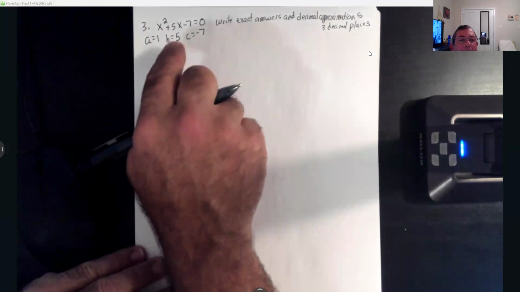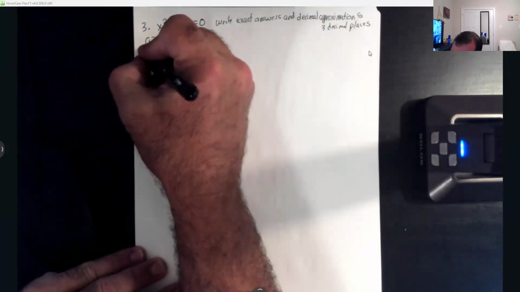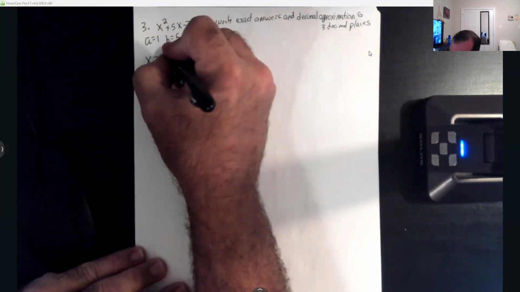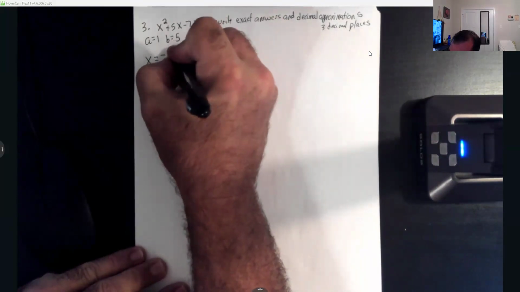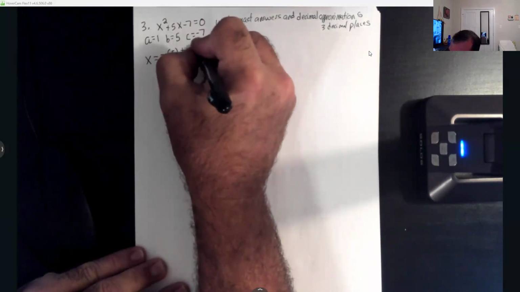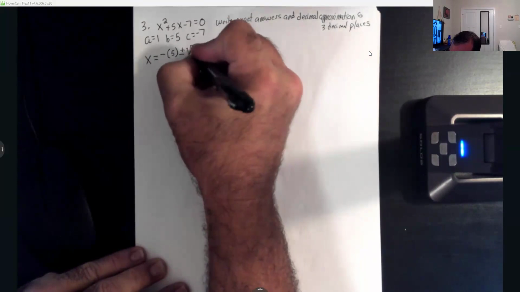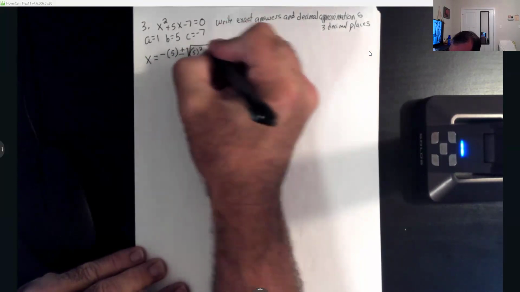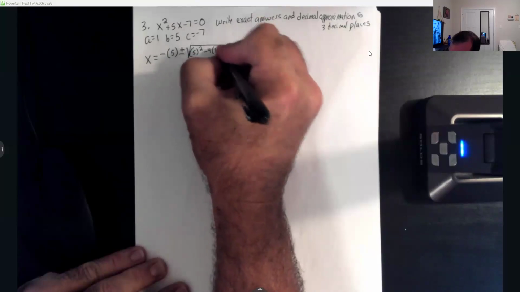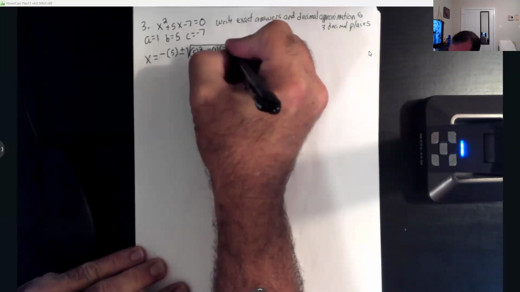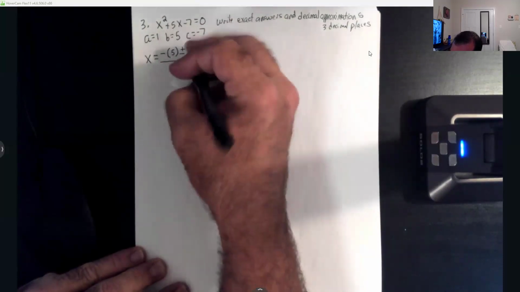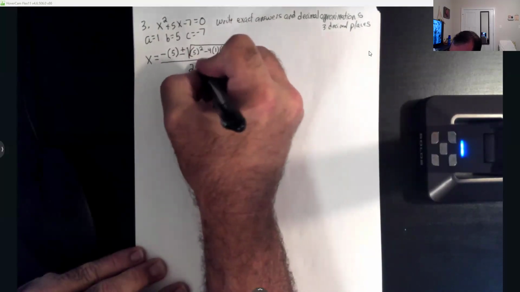Y'all, so I got my A, B, and C. I'm going to plug them into my formula. X equals negative times B, which is 5, plus or minus square root 5 squared minus 4 times A, which is 1, C, which is -7. All of that over 2 times my A, which is 1.